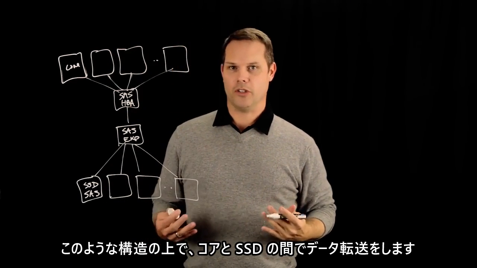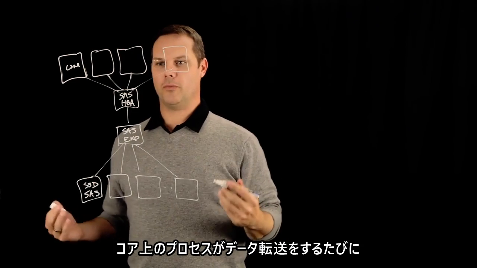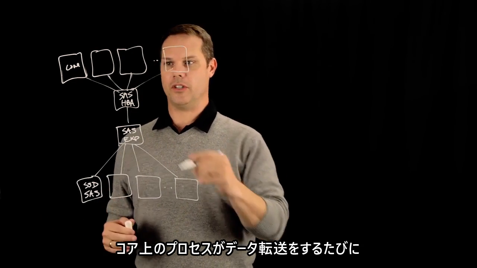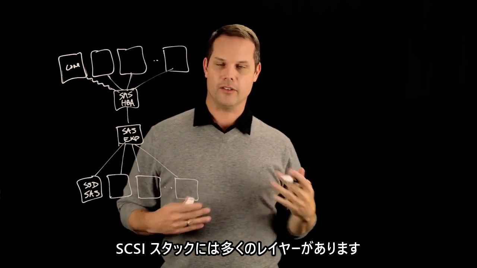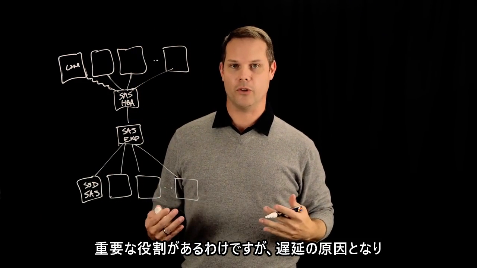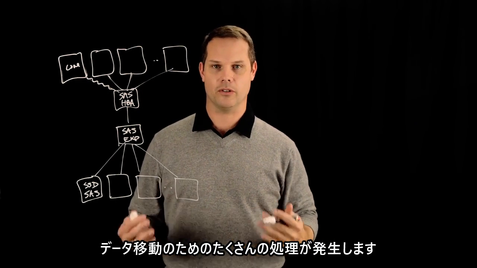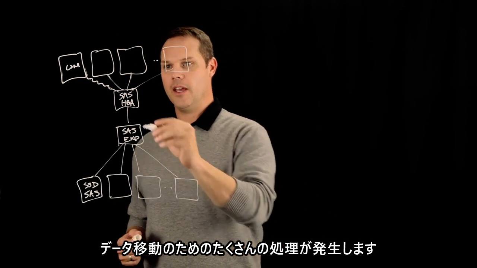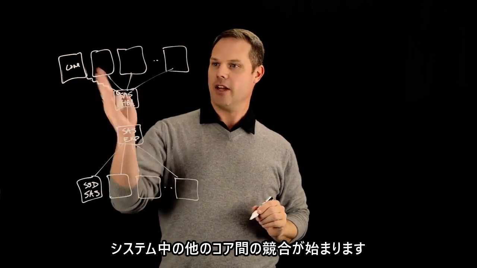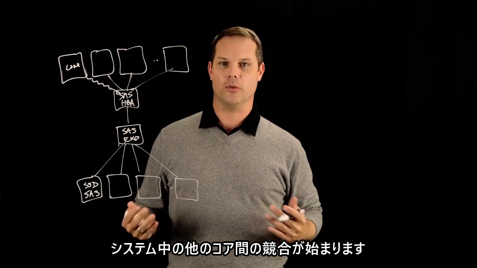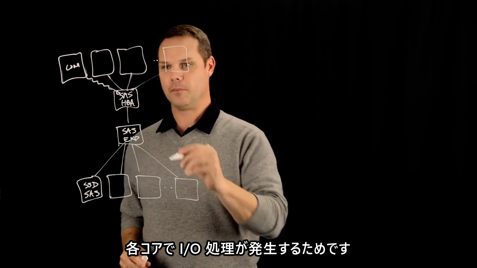So on top of that topology, we need to transfer data between cores and SSDs. So whenever a process running on a core wants to transfer data, they're typically going to have to navigate the SCSI stack. There's a lot of layers in the SCSI stack. They're all there for important reasons, but it does cause latency and a lot of processing to move data down that stack. And then that process is going to have to take a lock on the SAS HBA. And that starts to be the first point of contention between all the other cores in the system, because all cores are going to want to be able to do I/O.